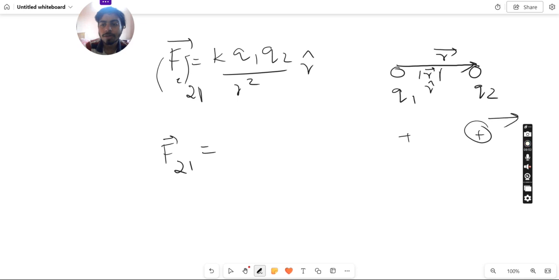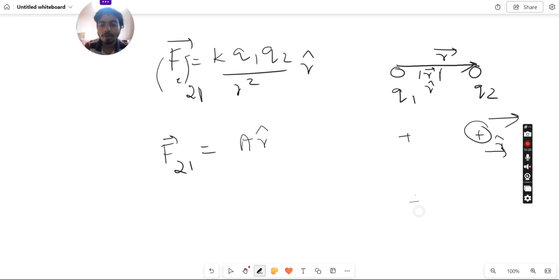Q2 would feel a repelling force, which means it's in the direction of R cap, and that's what will turn out here. Q1 is positive, Q2 is positive, so K is obviously positive and R squared is positive because anything squared is positive. So K Q1 Q2 by R squared is positive, which means the force on 2 due to 1 is in the direction of R cap, which basically means that it is a repelling force.